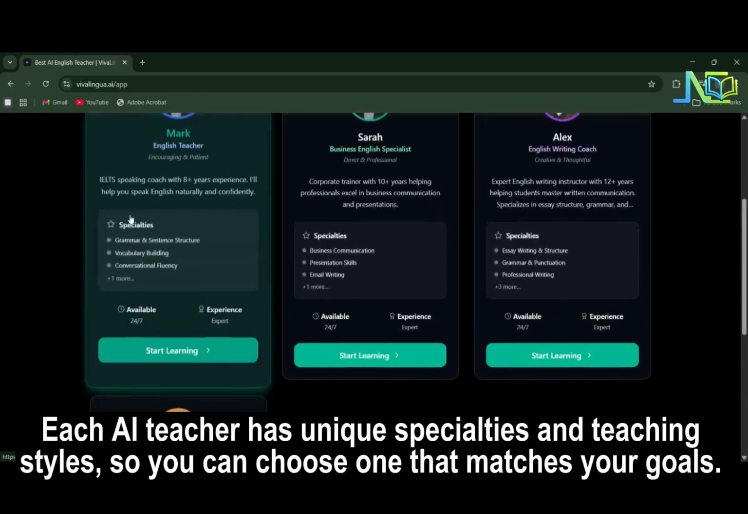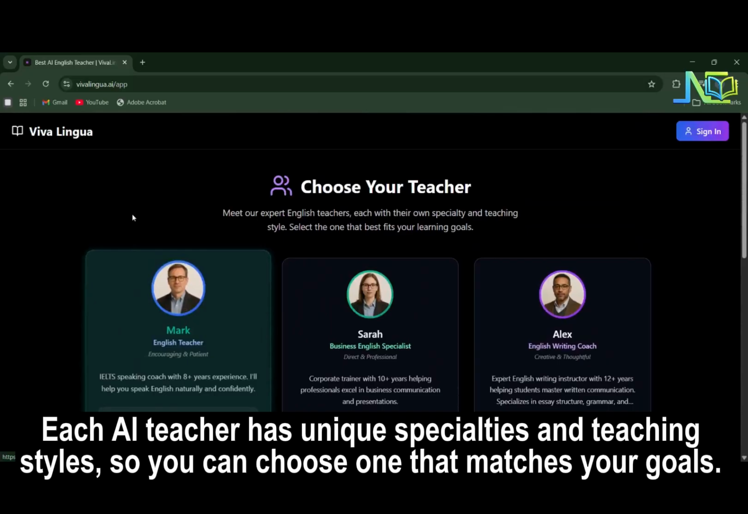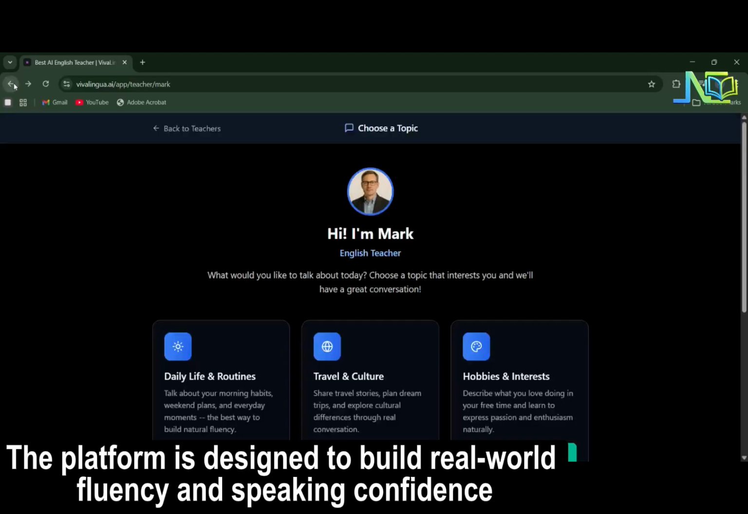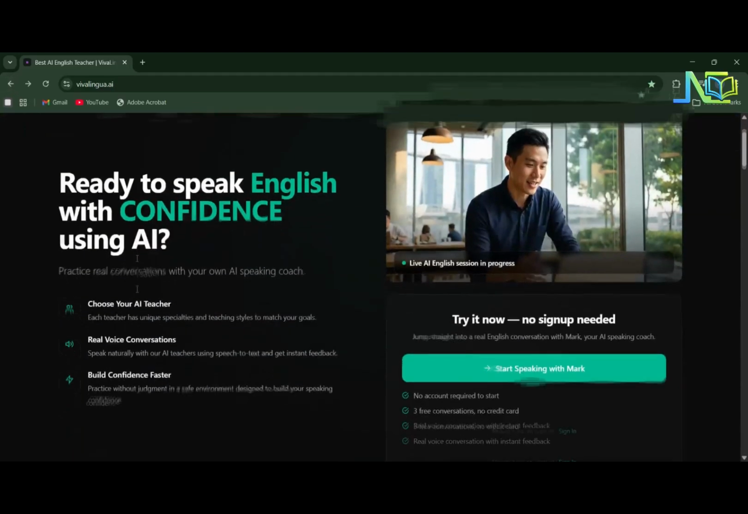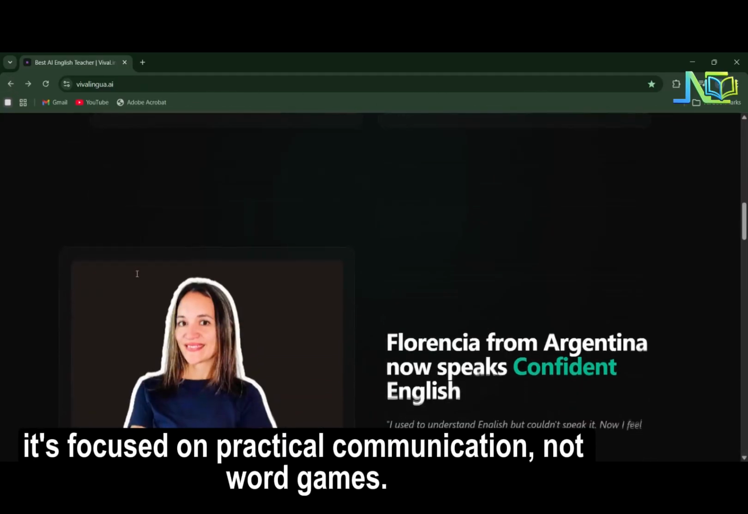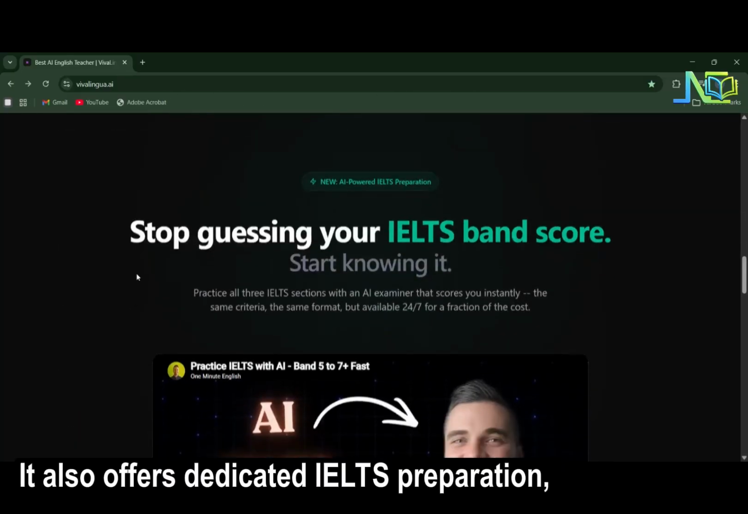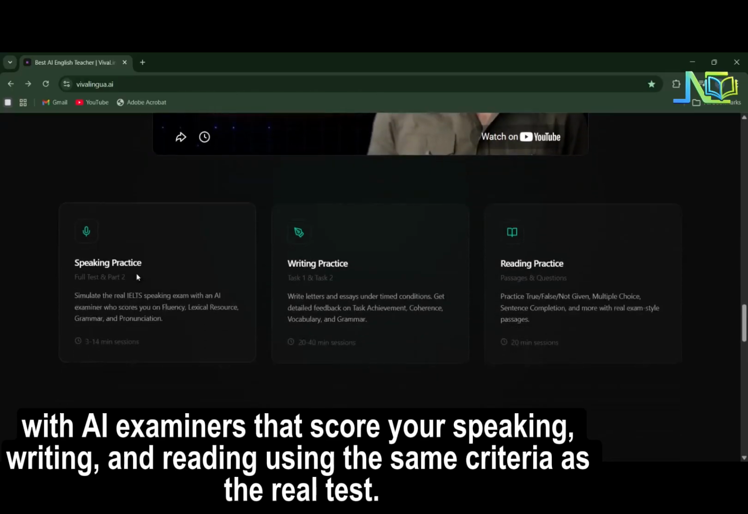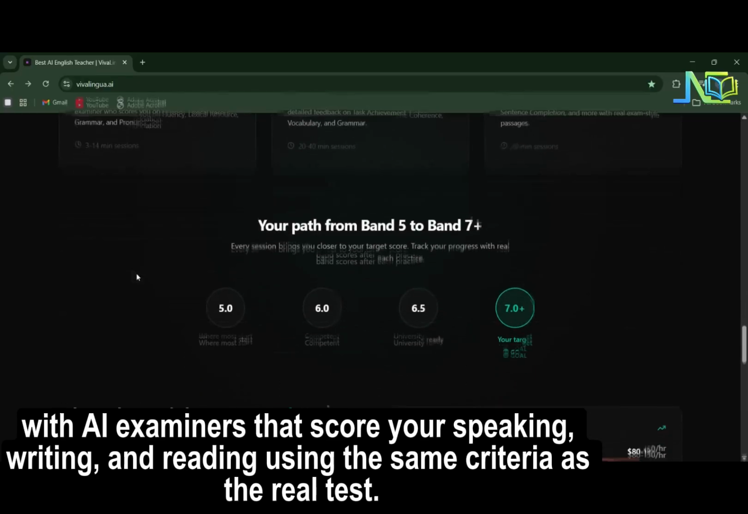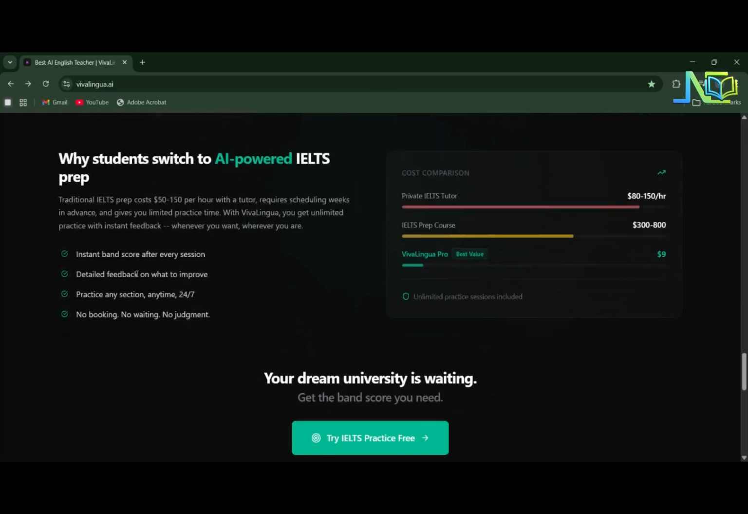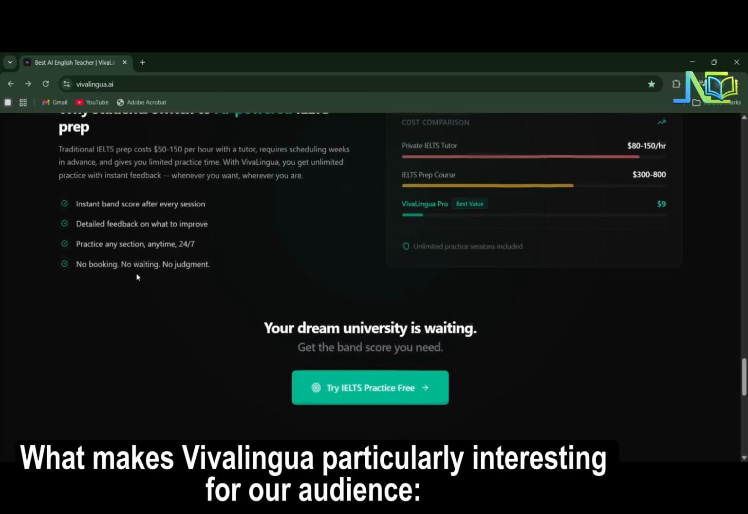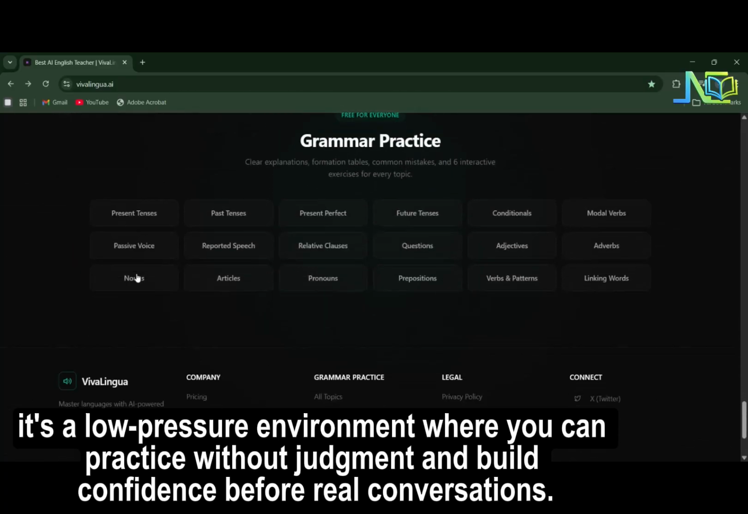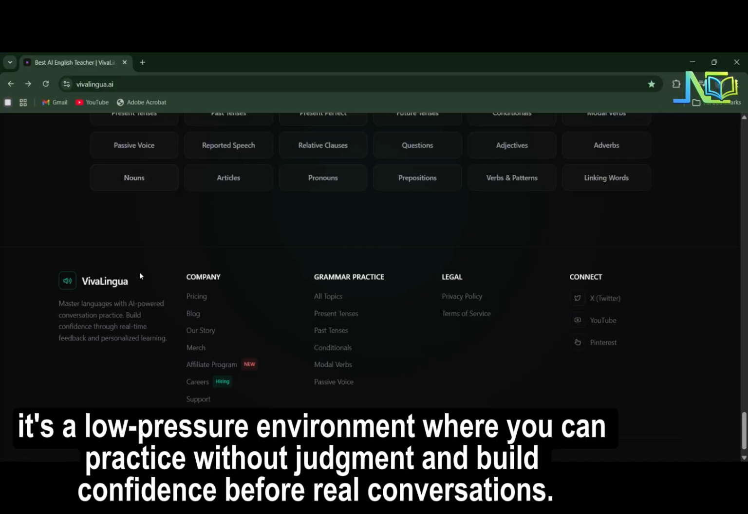Each AI teacher has unique specialties and teaching styles, so you can choose one that matches your goals. The platform is designed to build real-world fluency and speaking confidence. It's focused on practical communication, not word games. It also offers dedicated IELTS preparation, with AI examiners that score your speaking, writing, and reading using the same criteria as the real test. What makes VivaLingua particularly interesting for our audience? It's a low-pressure environment where you can practice without judgment and build confidence before real conversations.